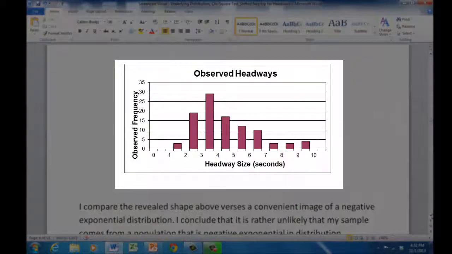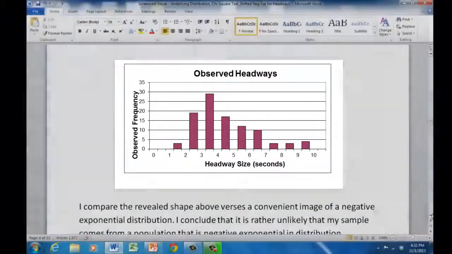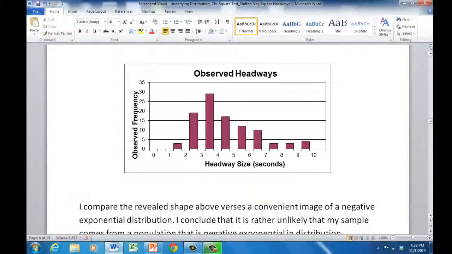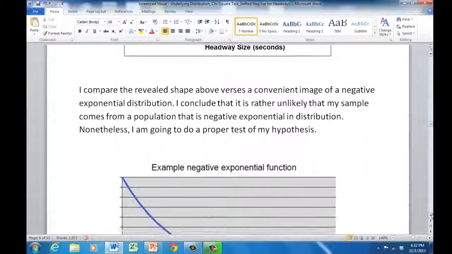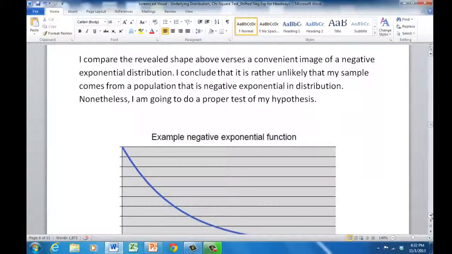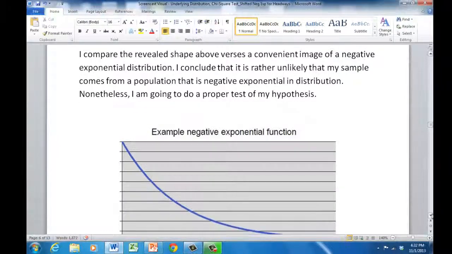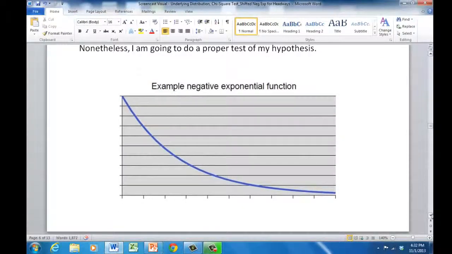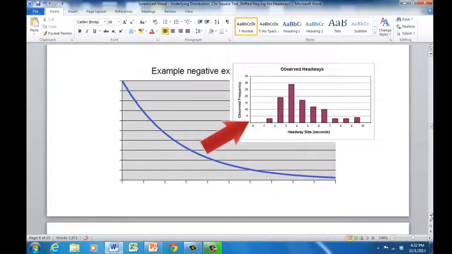Here is that exhibit. I compare the revealed shape versus a convenient image of a negative exponential distribution. When I compare that shape with mine, I conclude that it's rather unlikely that my sample comes from the population that is negative exponential in distribution. Nonetheless, I'm going to do a proper test of my hypothesis.